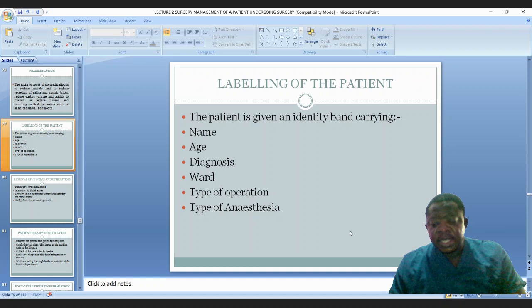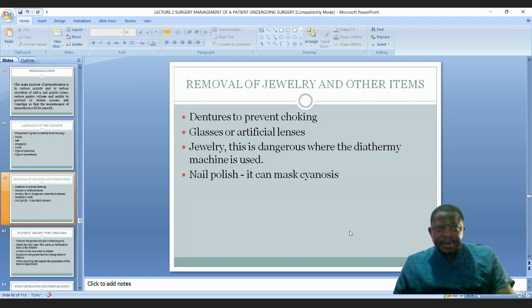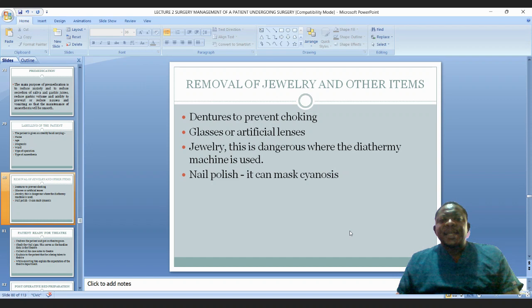Removal of jewelry and other items. Dentures are removed to prevent choking. Glasses or artificial lenses should also be removed and kept well. Jewelry is dangerous if, let's say, you're using a diathermy machine. It can bring about electrocution, so it's important to remove jewelry. If patients, mostly females but even males sometimes, use nail polish, you need to remove the nail polish for easy observation for cyanosis.